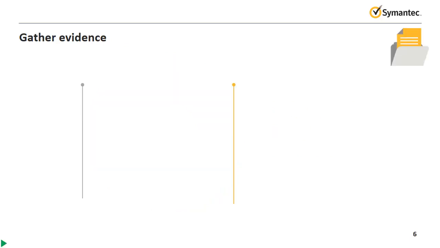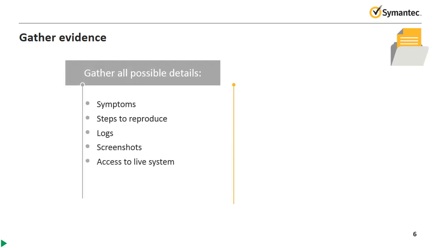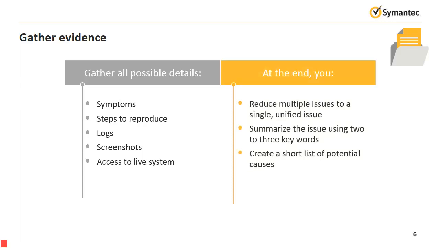The first step is to gather evidence and summarize the issues. During this phase, you gather keywords that make up the symptoms and document the steps to reproduce. Logs give you the ability to establish a timeline of what led up to the issue, and screenshots can help capture error messages. If you have access to a live system, even better. But at the end, you can reduce multiple issues to a single unified issue.